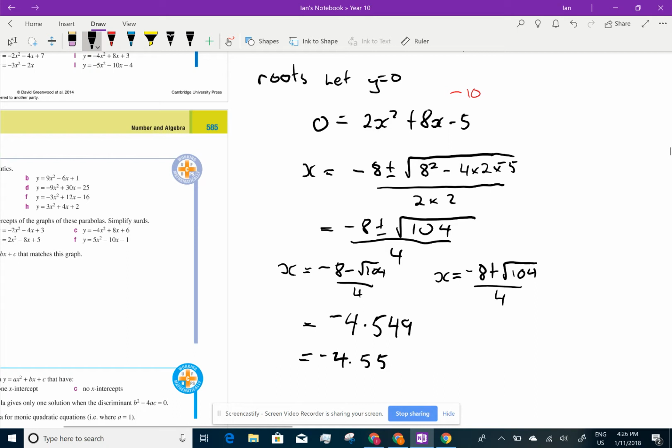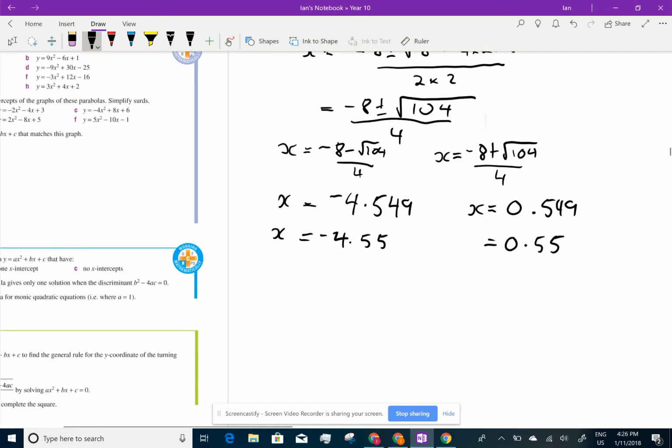I'll change that minus to a plus, and I get x equals 0.549, so 0.55. Quickly checking this because I don't want to make a mistake in the first one. Question 7A, yeah, there we go. So we're right. So now we need to sketch it.